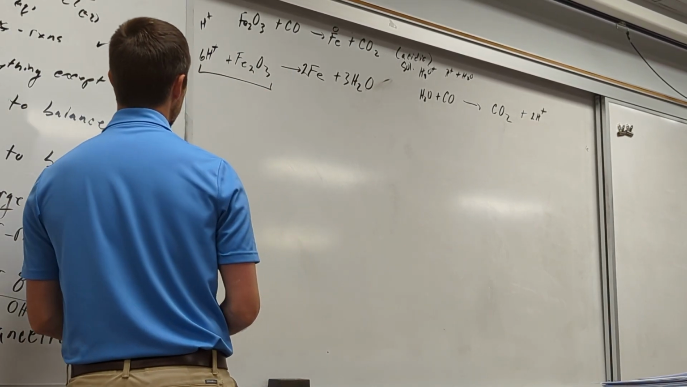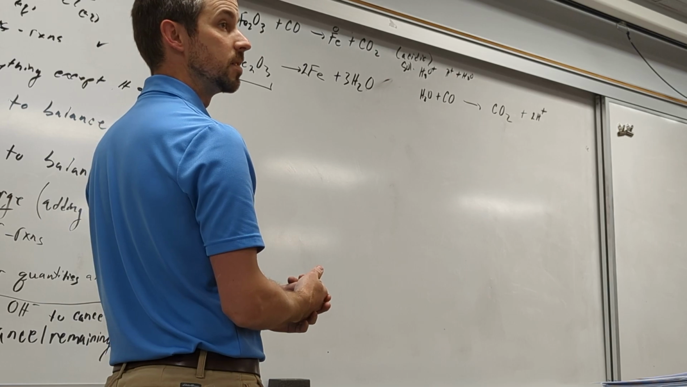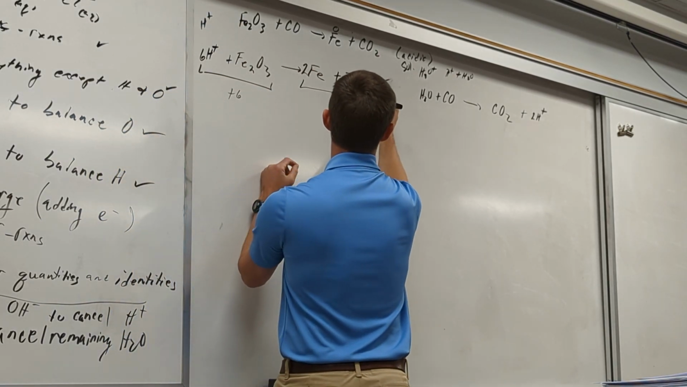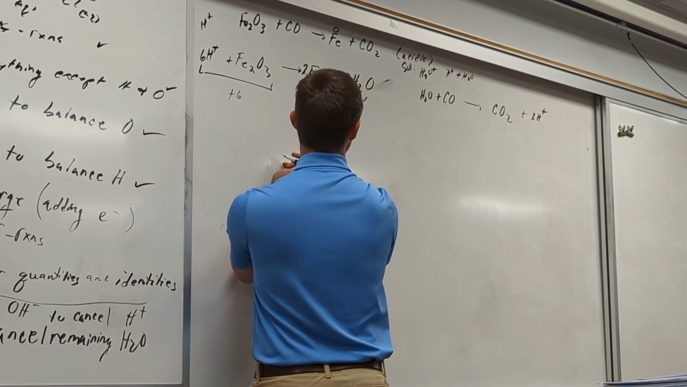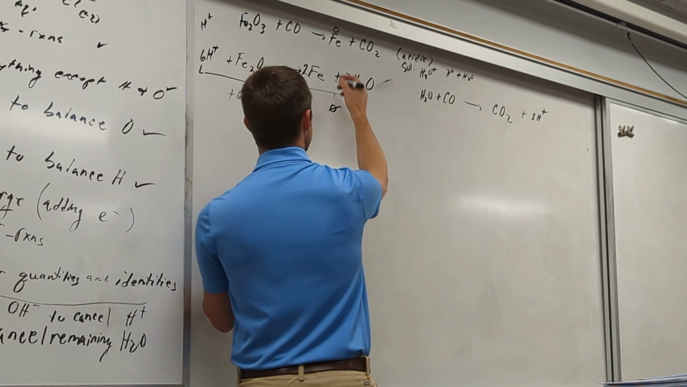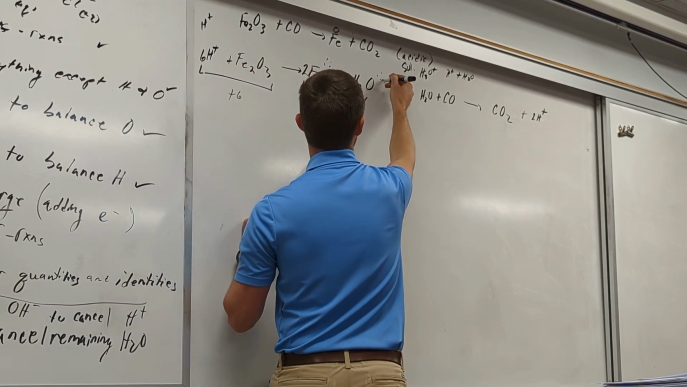Reactants. Go ahead, say it again. Plus 6. 6 positive charges, right? And over here, the products. What's the overall charge? Neutral. Why? Because we don't see anything here, right? And we don't see anything here.